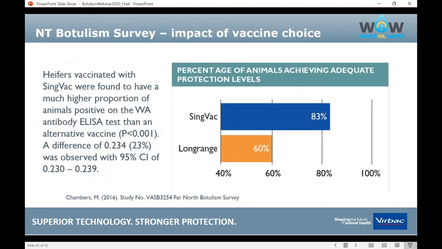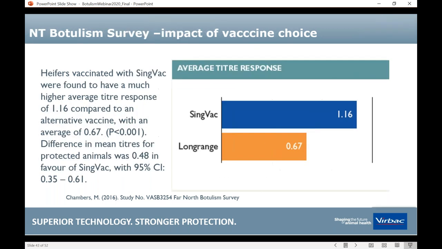So when we looked at this issue in the work that we did combined with the bluetongue surveillance in the Northern Territory, we were able to ask the farmers, what type of vaccine did you use in the last 12 months? And we were able to confirm that if the young cattle had had a water and oil emulsion vaccine, there was more chance that the young cattle had reached protective antibodies. So there was a 23% difference between an aqueous vaccine and a water and oil emulsion vaccine, a very statistically significant finding. And then if we looked based on the farmers' reports of what vaccine they'd used, the antibody titers were much higher with Singvac.